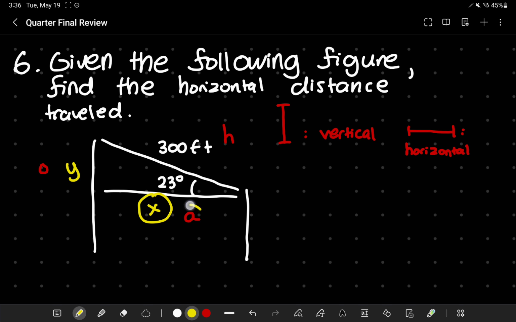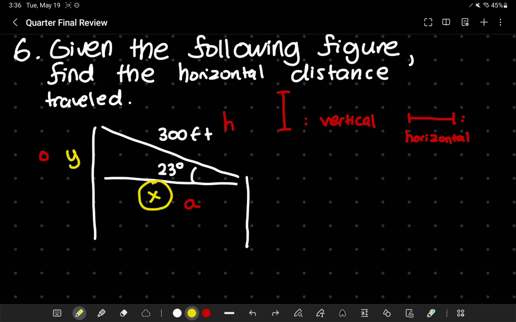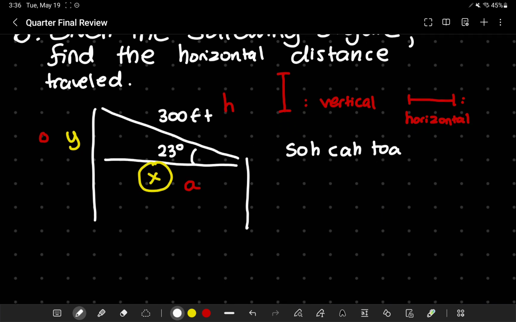If I'm really trying to solve for x, I have to ask myself, which two sides do I use? I have a and I have h. Remember, the phrase that I'm looking for is SOHCAHTOA. Because I have these two, I'm going to use cosine. So I'm going to write the cosine of 23 equals a over h.